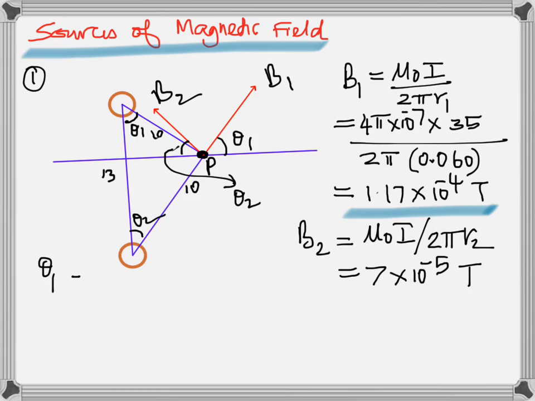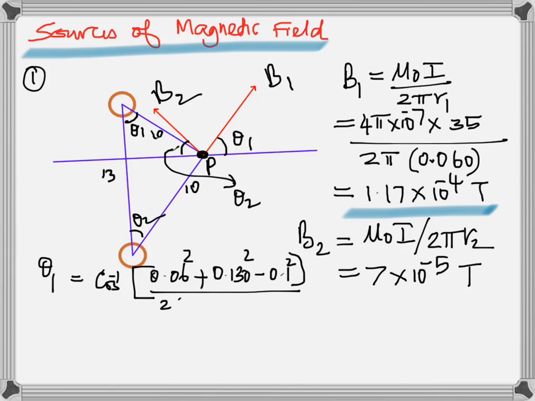I hope it was that easy. Okay, using the cosine law, this is what you should have written. 0.06, I changed it to meter. 0.06 squared plus this, minus 0.1 squared, divided by 2 times 0.06 times 0.13.